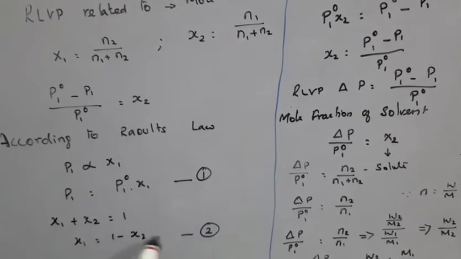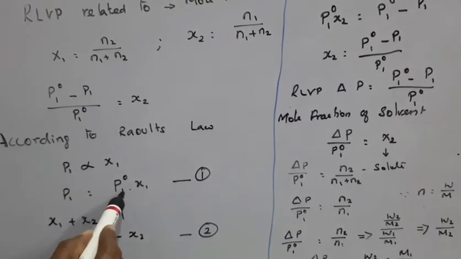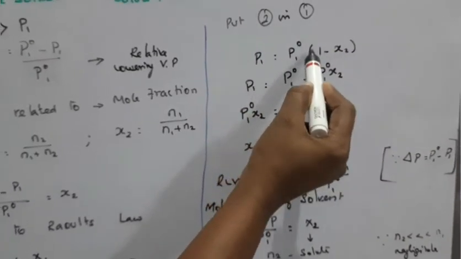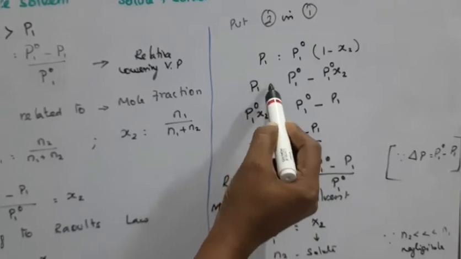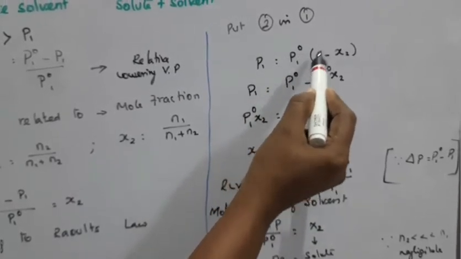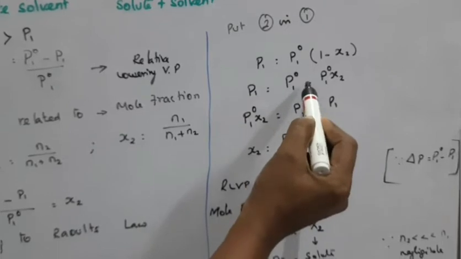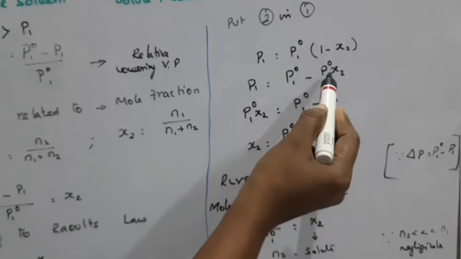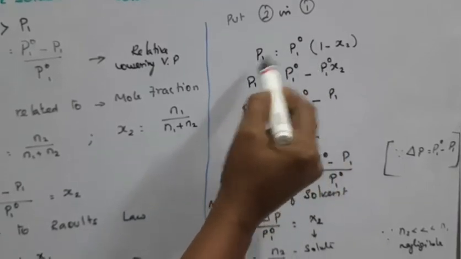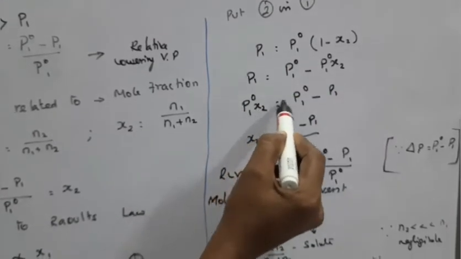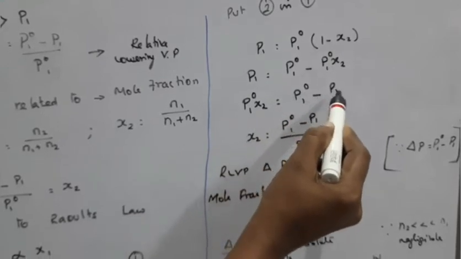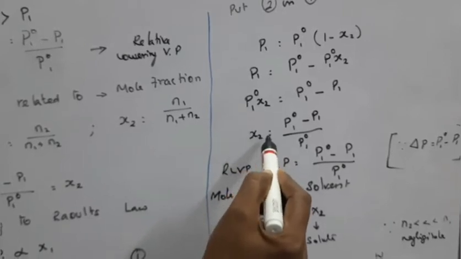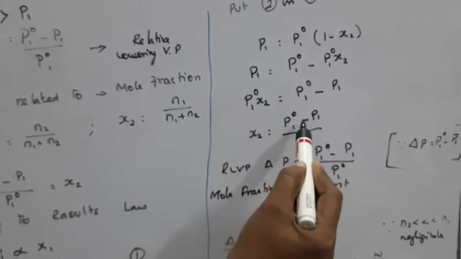Now apply the x1 value into equation 1. We get P1 equals P01 times 1 minus x2, so P1 equals P01 minus P01 x2. Interchanging the terms, P01 x2 equals P01 minus P01 minus P1. So x2, the mole fraction of the solute, equals P01 minus P1 divided by P01.